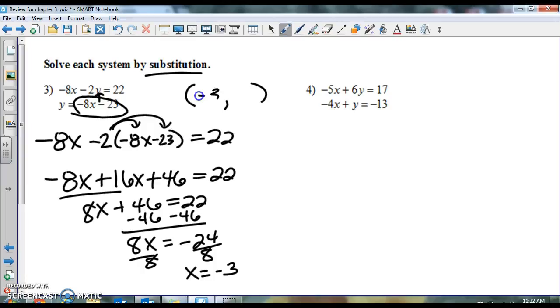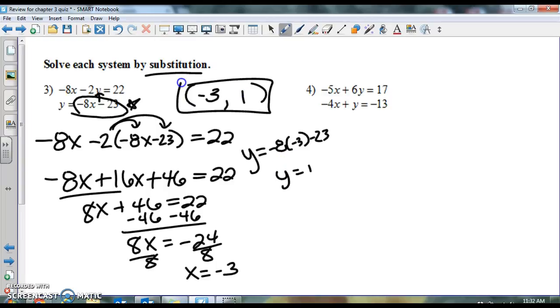Put negative 3 in for x. Find y by putting negative 3 back in for one of them. Doesn't matter which one you choose. We always like the one that was already solved for y. So we'd write y equals negative 8 times negative 3 is 23. And you'll solve that and you'll get 1. So it intersects at negative 1, 3.